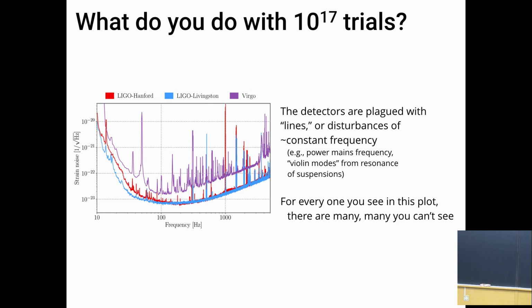Oh yeah, I already talked about these. So this is the amplitude spectral density of the detectors. You can see all these lines. We talked a little bit about these lines, but for every line you see in this plot, there are many, many you can't see, that are underlying, below the level that you can see with the human eye.